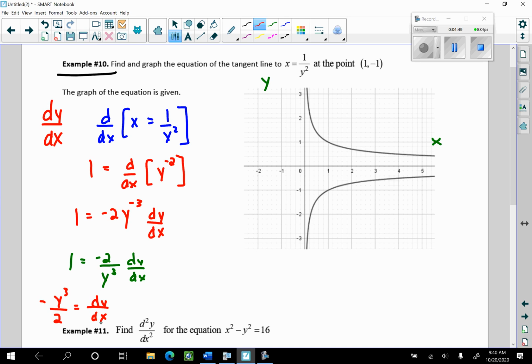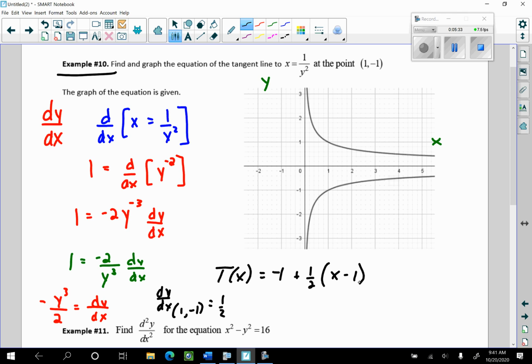I want the equation of the tangent line at (1, -1). The equation of the tangent line never changes. What is dy/dx at this point? What is dy/dx at the point (1, -1)? That's going to be negative 1 cubed, which is what? Negative 1. Negative negative is positive. That is going to be 1/2. So this is going to be y plus 1 equals 1/2 times (x minus 1).